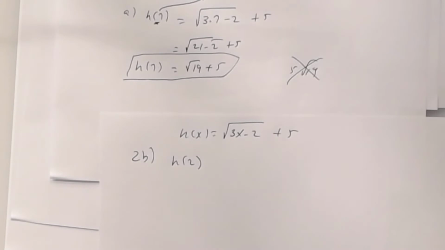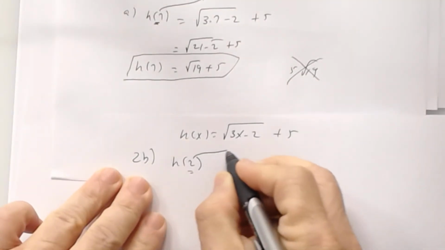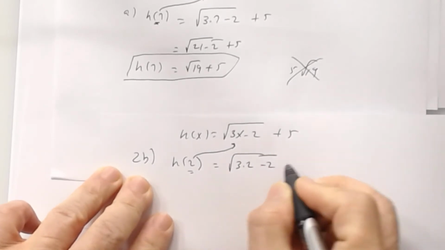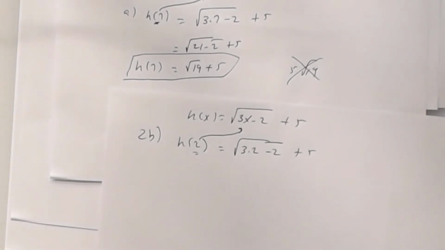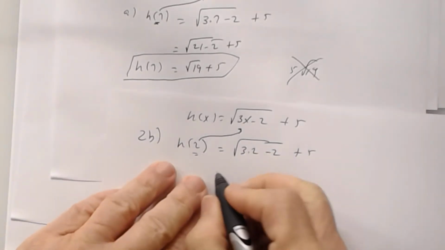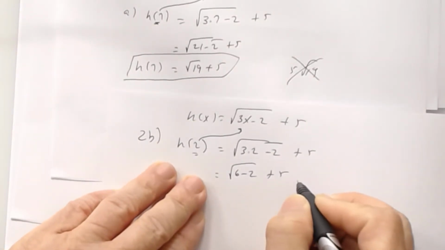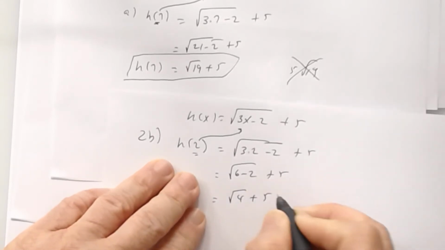Substitute. Wherever you see the variable x, what do you substitute? 2. So I get the square root of 3 times 2 minus 2 plus 5. So all I did was substitute the 2. Now I've got to deal with the radicand. Let's simplify the radicand. What's 3 times 2? So I get the square root of 6 minus 2 plus 5. What's 6 minus 2? So I get the square root of 4 plus 5.